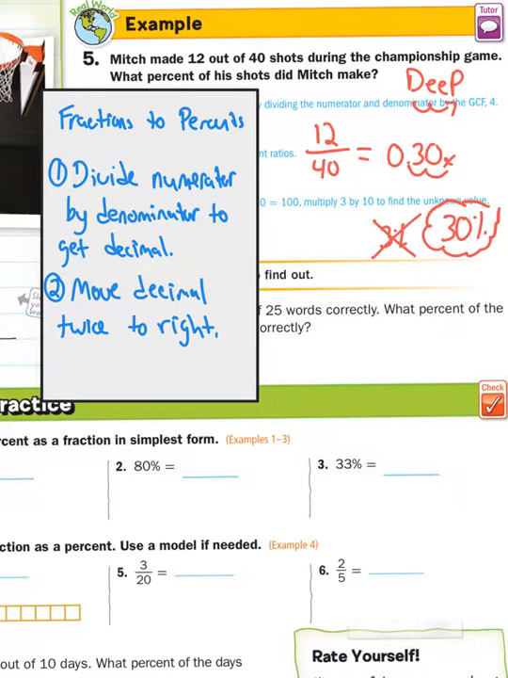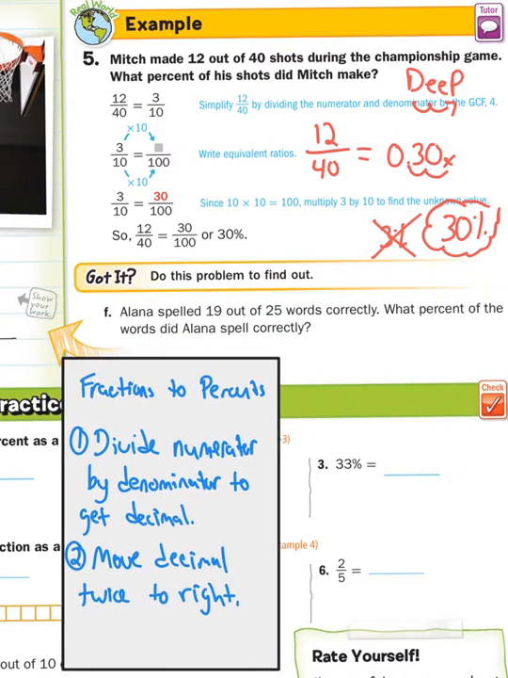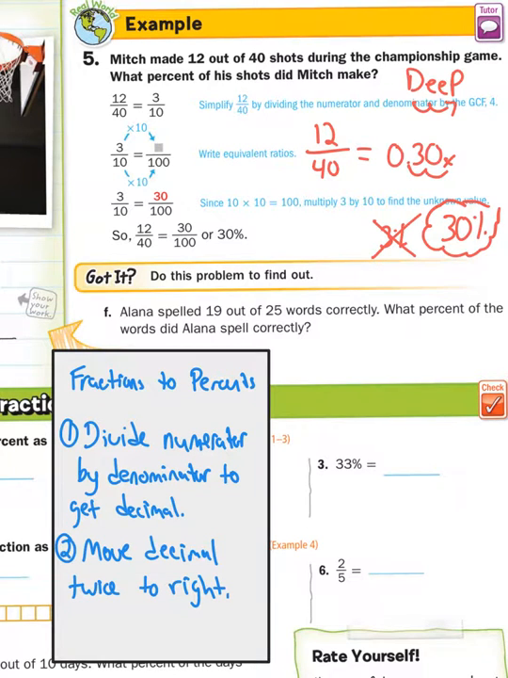All right, are you ready to try the last one on your own before I'm done with the video? So your job is to do problem F completely on your own. Pause the video while you do it, and when you're done, hit play to see if you were right and make corrections. Go, pause now.